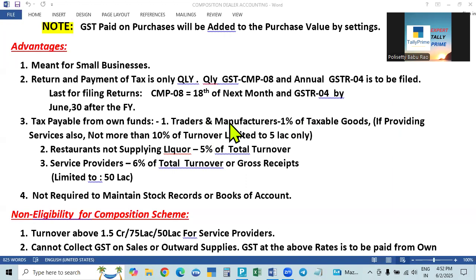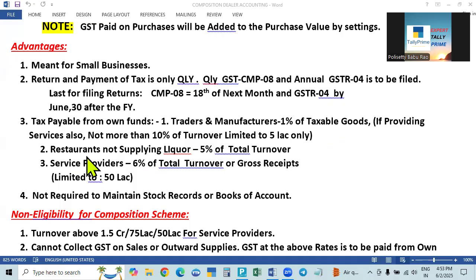Suppose this trader and manufacturer are giving services also, but their services are more than 10% or more than 5 lakhs. In such a case, he cannot be treated as a trader and manufacturer at 1%, but he is treated separately as a service provider. In that case, this 1% is not applicable like for a trader and manufacturer. The same person will be treated as a service provider for the services. For the sale of goods, it is 1% on taxable goods only, but for the services, he cannot claim as trader or manufacturer at 1%. He has to be taken separately as a service provider. And if he is giving only services and no goods are being sold, then he will be taken as a service provider.